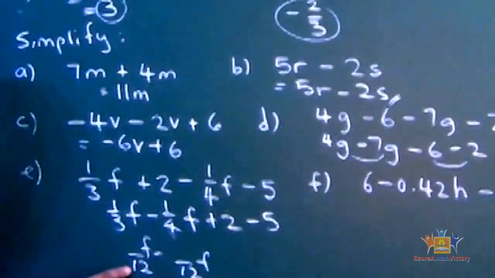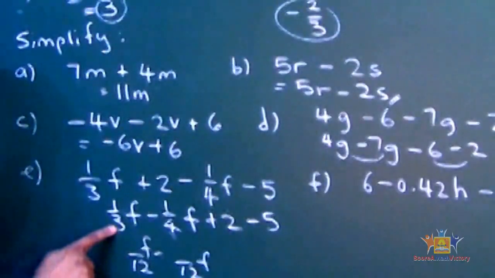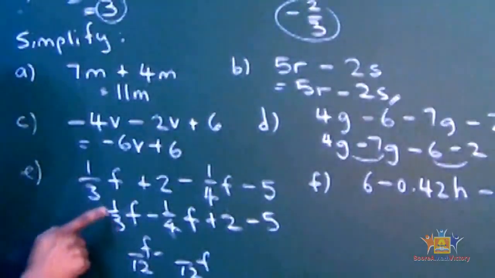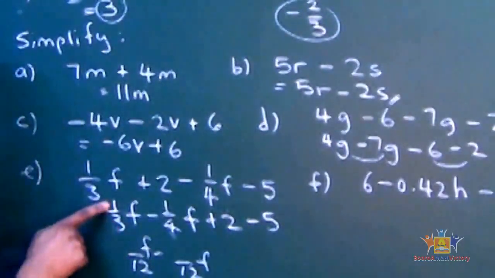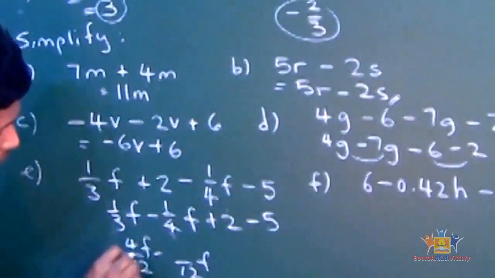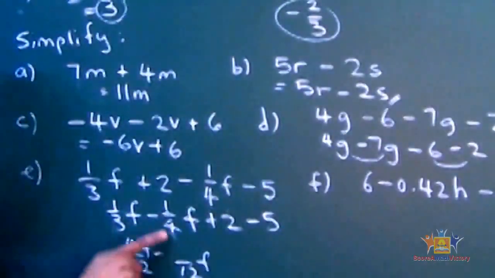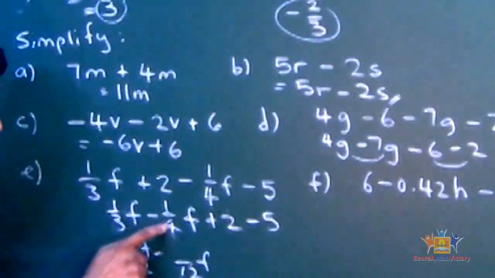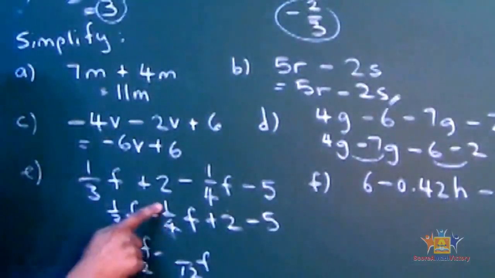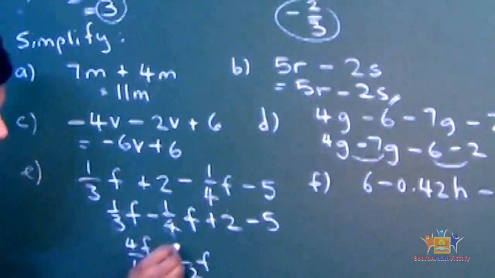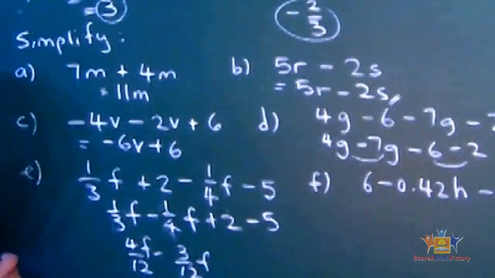How do I go from 3 to 12? I multiply this by 4. If I multiply the denominator by 4, would I multiply the numerator also by 4? So 1 times 4 is 4. How do I go from 4 to 12? I multiply 4 by 3. If I multiply the denominator by 3, what do I do to the numerator? I also multiply that by 3. So that becomes 3 over 12. Okay, now with the same common denominator, I can subtract them.